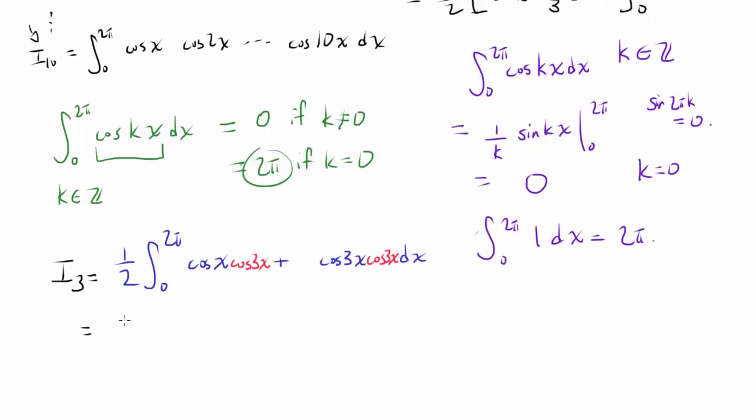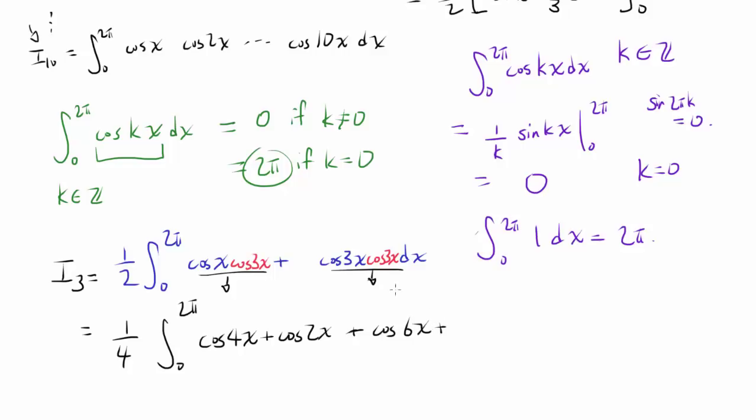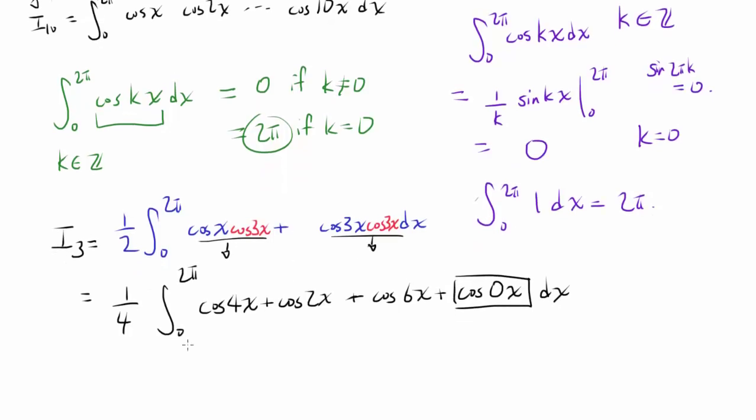Let's use product to sum one more time. You're going to get 1/2 and 1/2 from both of these, so I'm just going to factor it out to get 1/4. And we're going to have the integral from 0 to 2 pi of cosine of 4x plus cosine of 2x from this expression, and plus cosine of 6x and plus cosine of 3x minus 3x, or cosine of 0x, dx right here, and this thing is 1, of course. And we have something other than 0 for this. You have 0 plus 0 plus 0, and you have the integral from 0 to 2 pi being 2 pi for cosine of 0x. So this expression is not going to be 0.